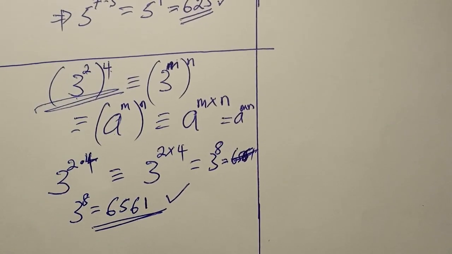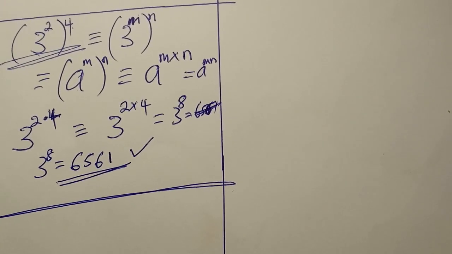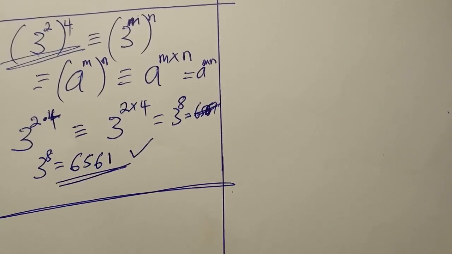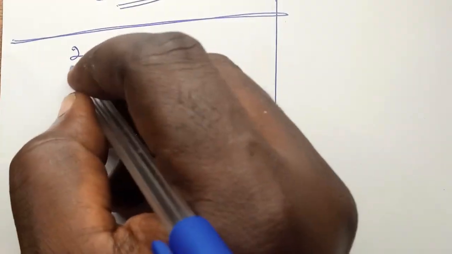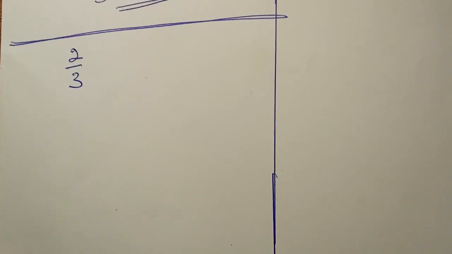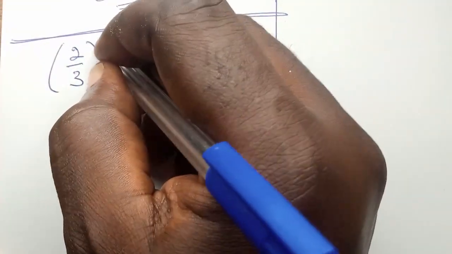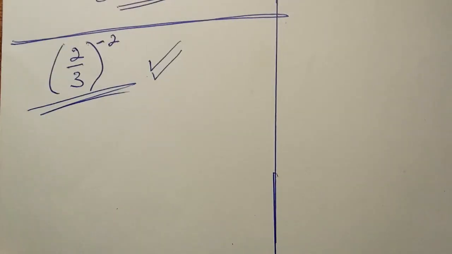Now, let me give you another example. I would like you to try this one, and we are going to solve it in the next tutorial. So I'd like you to try this one: 2 divided by 3, raised to the power -2. When you try this, you can also let me know your answer choice. Then we are going to solve this in our next tutorial.